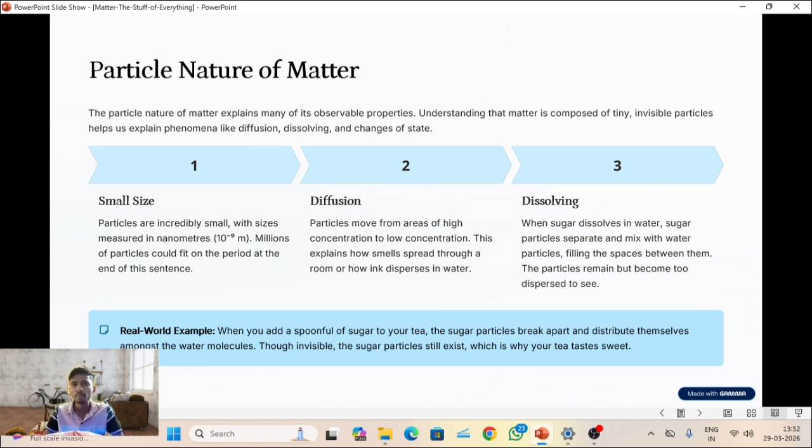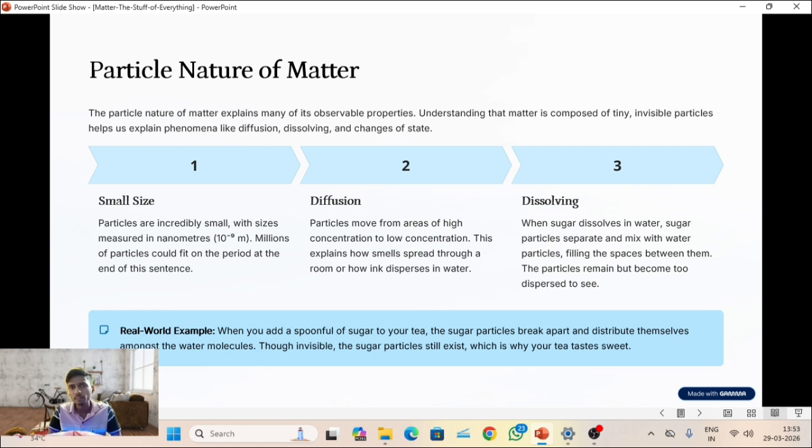अगर हम इसके एग्जाम्पल के बारे में बात करें तो इसका एग्जाम्पल हो सकता है dispersion of ink in the water. The next point is dissolving. When sugar is dissolved in water, sugar particles separates and mix with water particles, filling the spaces between them. The particles remains but become too dispersed to see.